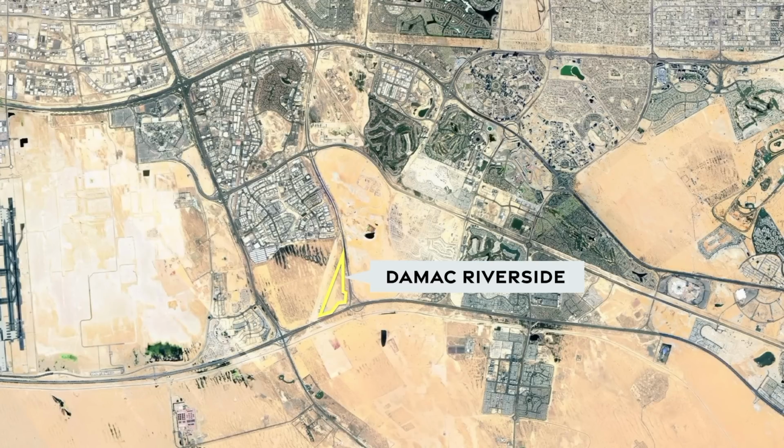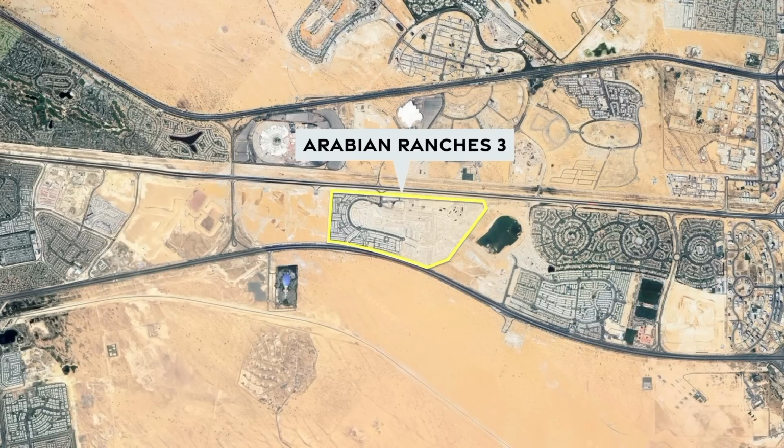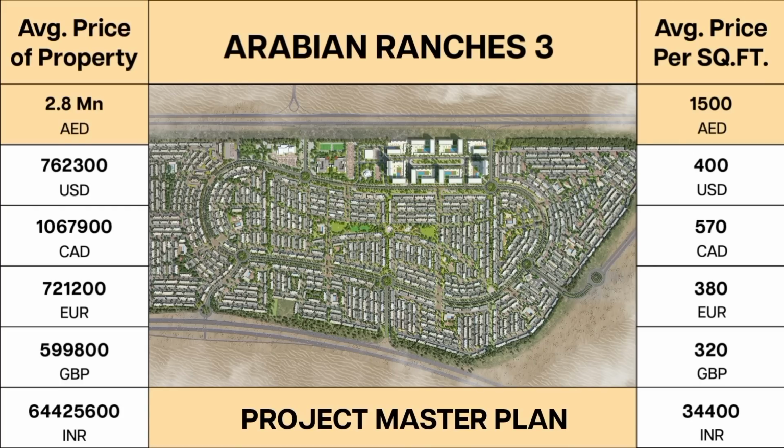The Mac Riverside is one of the new launches by the Mac, offering townhouses and apartments in the future. Townhouses were sold at an average price per square foot of 1600 dirhams. Arabian Ranches 3 is the newest community of the Emaar's Arabian Ranches communities. More on the other two later. It is partly ready and partly under construction. Average price per square foot is at 1500 dirhams.